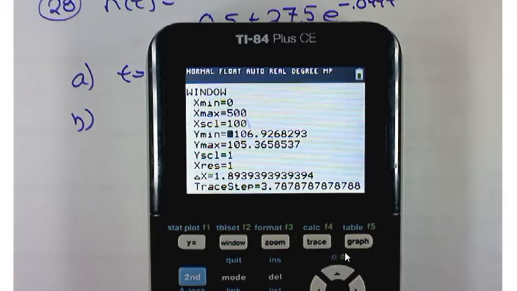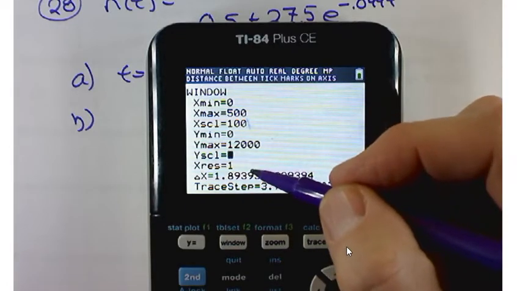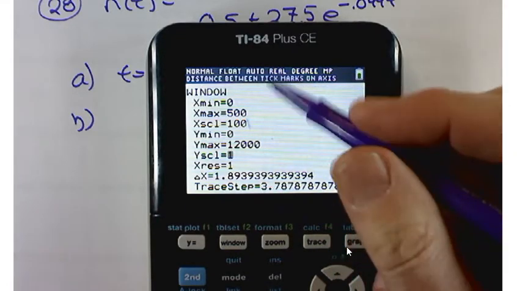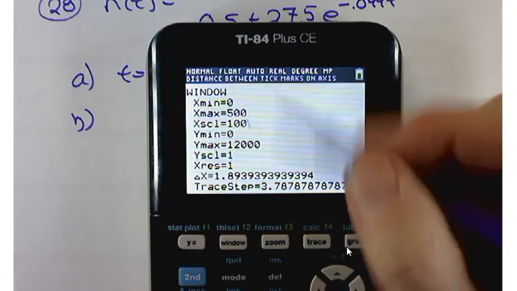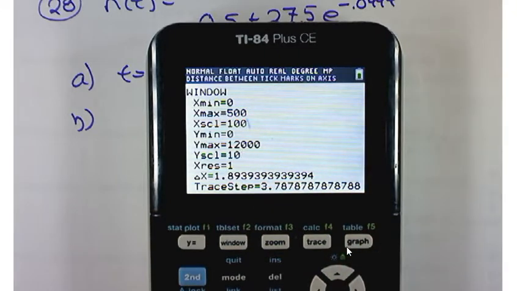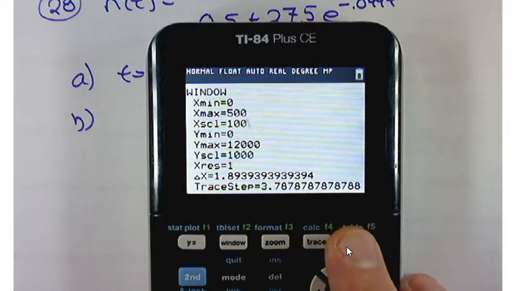On the y-axis, minimum of 0. If our population reached 0, what would that say about the poor birds? They're extinct, yeah. Hopefully that won't happen to it. But we'll start at 0, and we'll go up to 12,000. Now, hopefully you don't leave y scale as 1, because your calculator is going to really work hard to try and get 12,000 tick marks up and down here. So let's make that something a little bit bigger, like 1,000. And then hit the graph key.